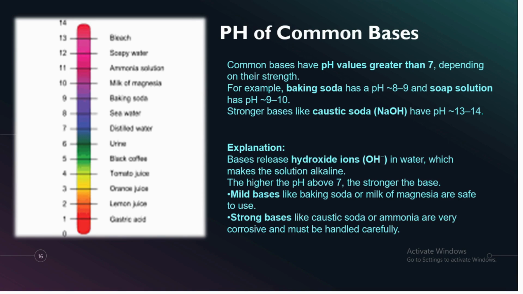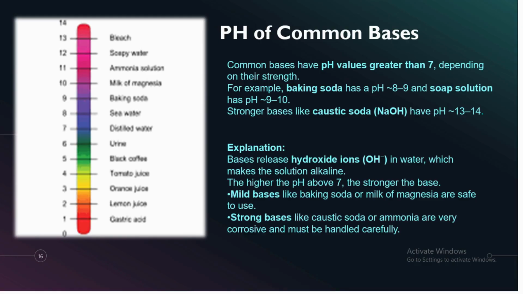Now, the pH of common bases. Common bases have pH values greater than 7, depending on their strength. For example, baking soda has a pH of 8 to 9 and a soap solution has a pH of 9 to 10. Stronger bases like caustic soda, sodium hydroxide, have a pH of 13 to 14. As an explanation, bases release hydroxide ions in water, which makes the solution alkaline. The higher the pH above 7, the stronger the base.